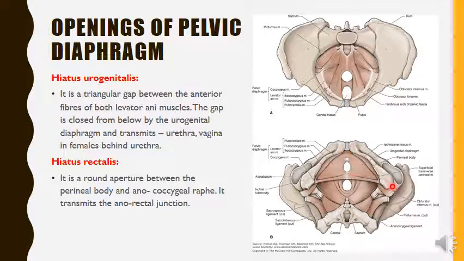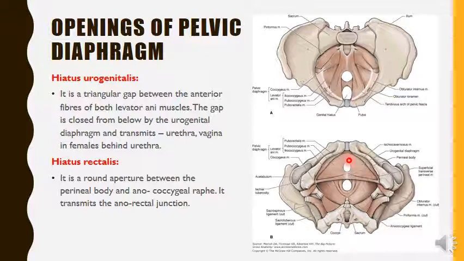This is the female pelvis here, and it is transmitting the vagina and the urethra, okay. Behind the urethra, this is the vaginal opening. So the hiatus urogenitalis transmits the vagina and the urethra in the females, right?